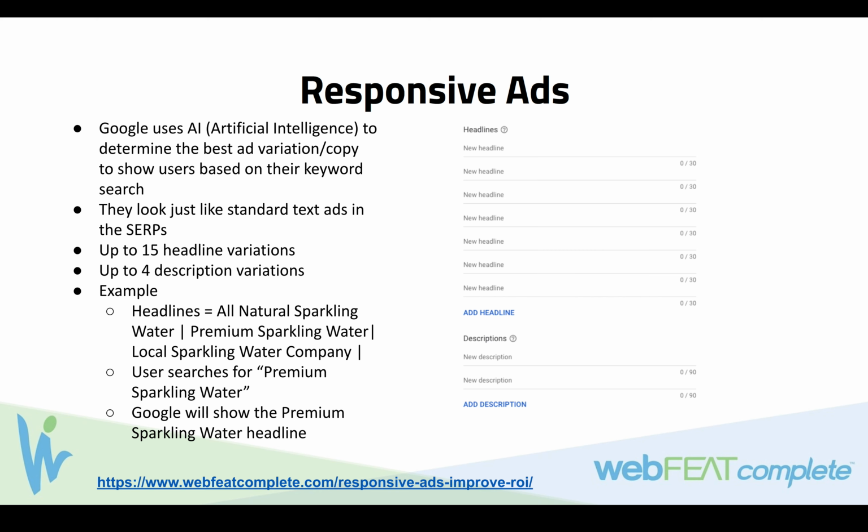Google is going to choose the headline variation that you created that is most relevant to what someone searched for. So if someone searches for premium sparkling water and one of your headline variations happen to be premium sparkling water, then Google is going to include that in the ad that's shown to that specific user. So it's pretty cool stuff. I know it can be a bit complicated, but if you just interact with it and read about responsive ads, it'll start making more sense.